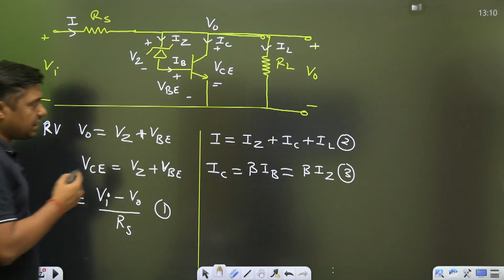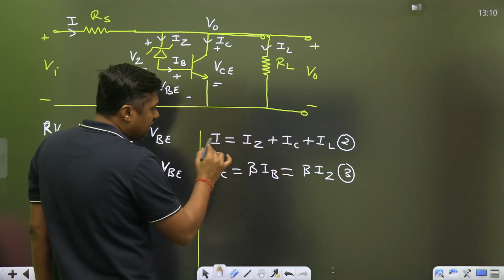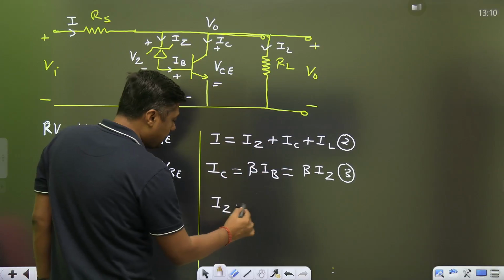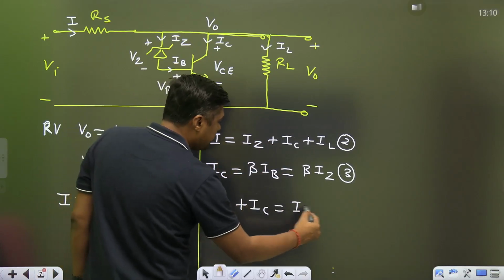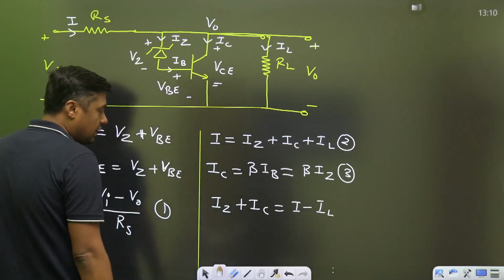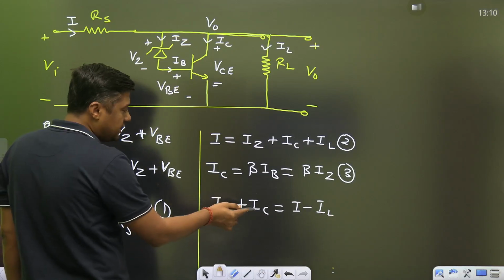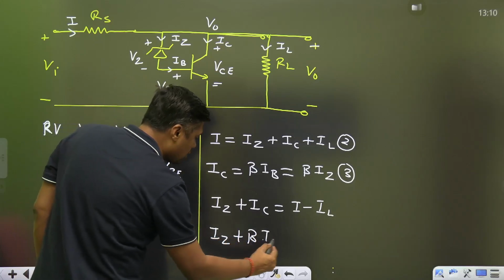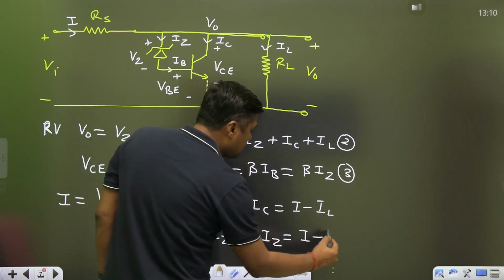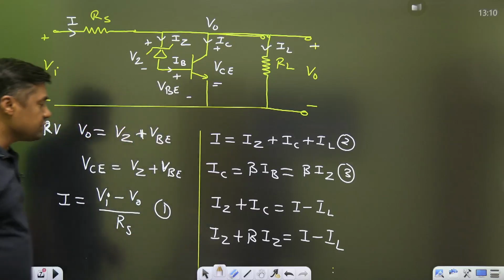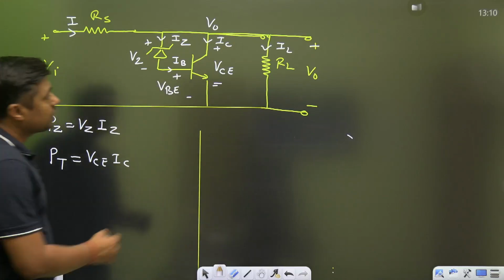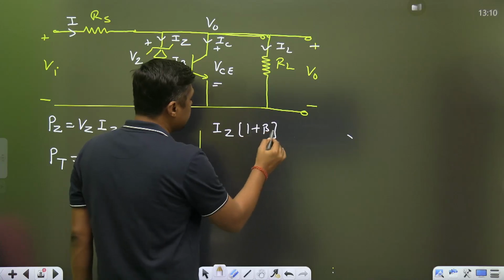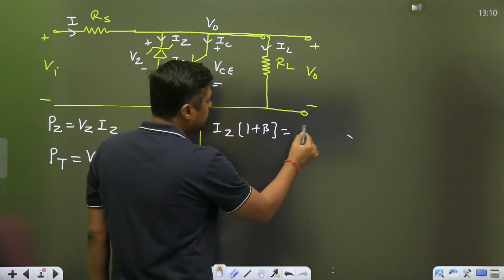What are IZ and IC? In this diagram, we can write I is equal to IZ plus IC. IZ plus IC is equal to I minus IL. And IC is beta times IZ. So you can write IZ plus beta times IZ is equal to I minus IL. Then from this you can write a very important equation.